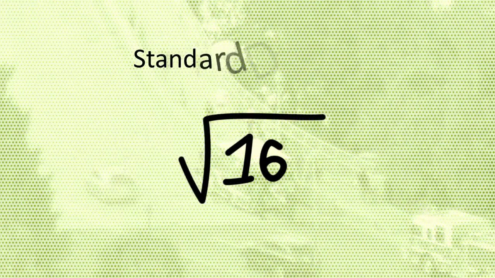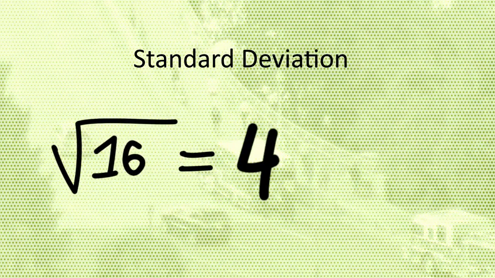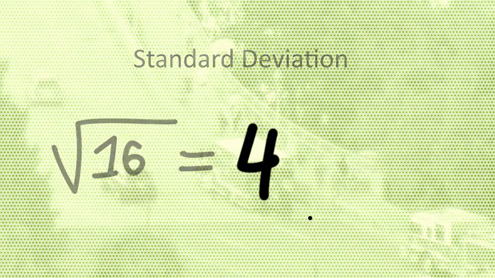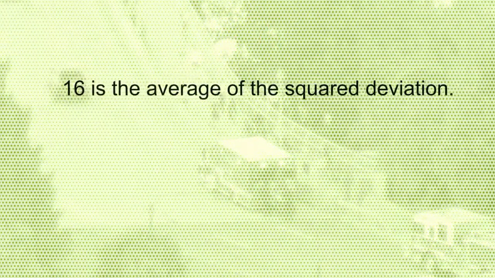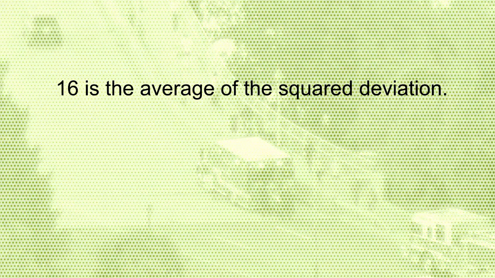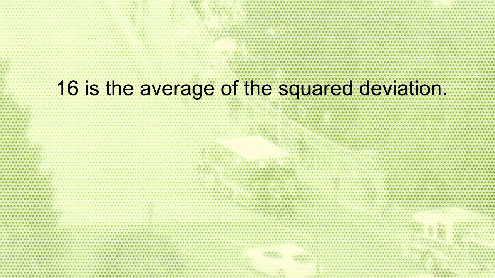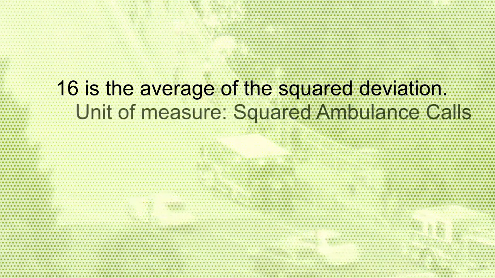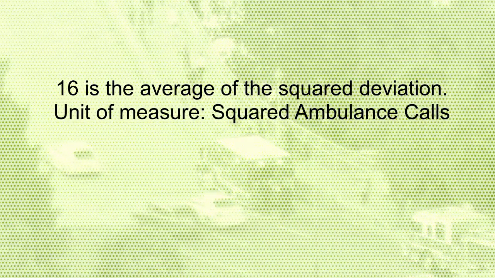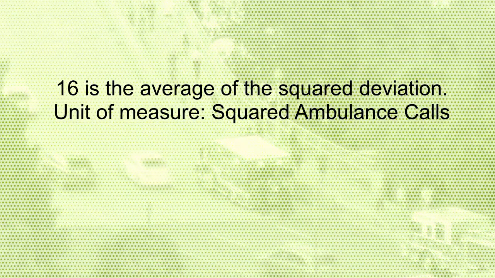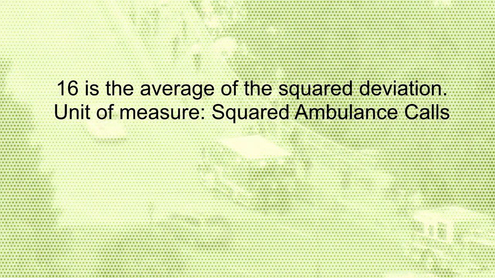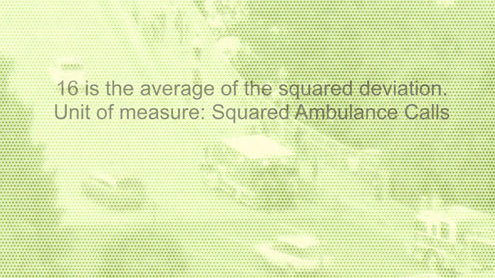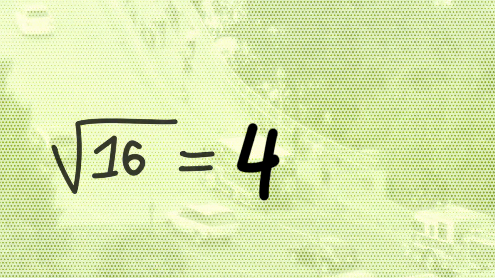This average of the squared deviations is called the variance. The standard deviation of your variable is the square root of this variance. So why do we take the square root? Note that 16 is the average of the squared deviations and therefore has different units of measurement. In this case, 16 is measured in squared number of ambulance calls, which obviously cannot be interpreted. We therefore take the square root in order to compensate for the fact that we've squared all of our deviations, and also in order to go back to the original unit of measurement.